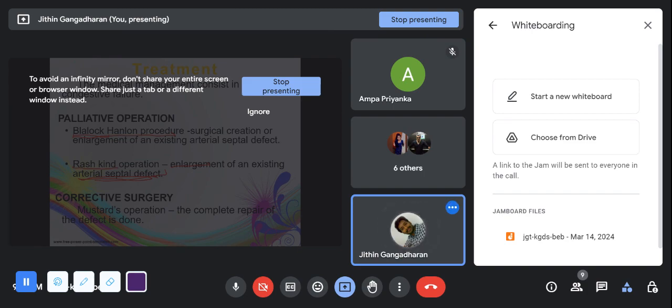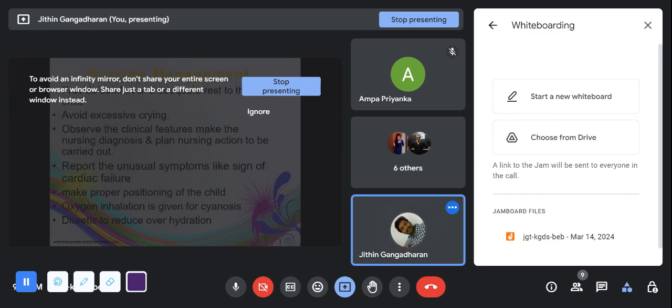And the corrective surgery is the Mustard operation. We'll completely take the aorta and place it on the left ventricle, and take the pulmonary artery and place it on the right ventricle. That is the corrective surgery, the Mustard procedure.